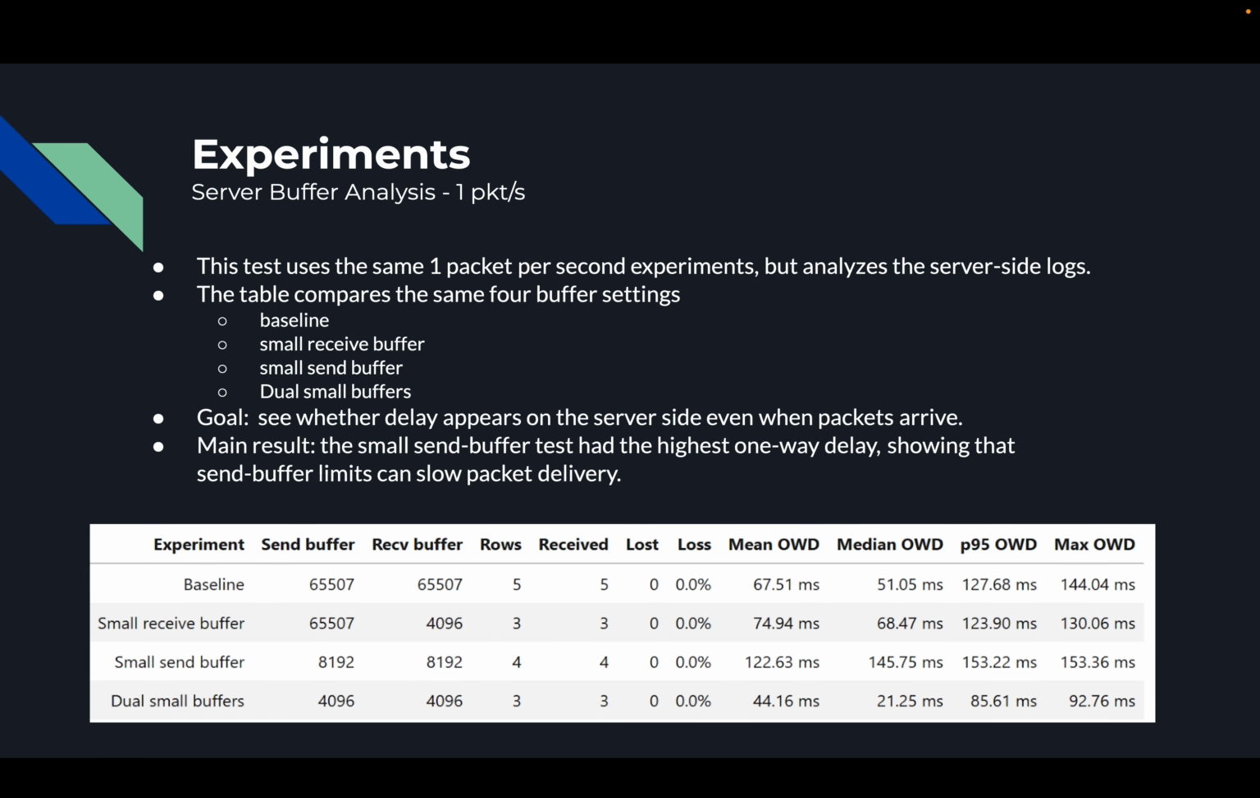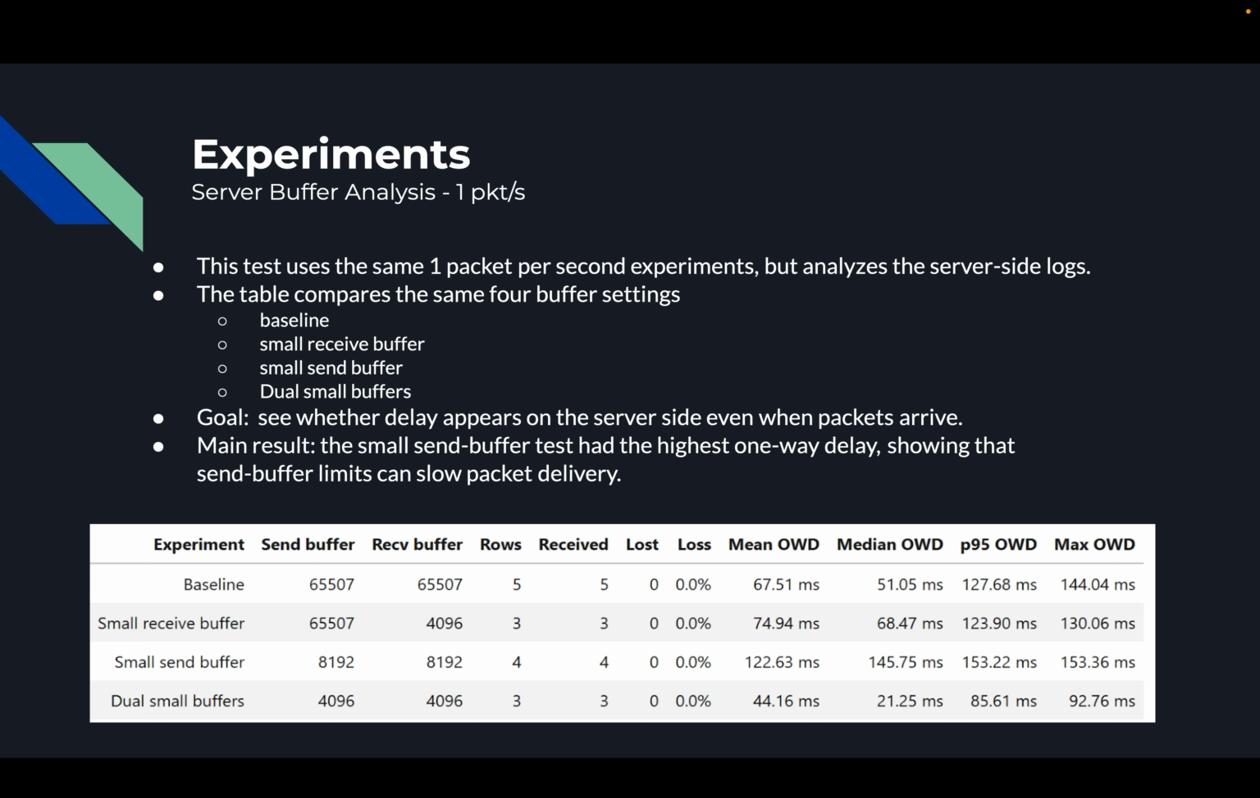All right, and so this is on the server side. We also collected some data, and this test also we started with 1 packet per second, doing the 4 baselines of the small receive buffer, small send buffer, and dual buffer sizes. So the goal was to see whether delay appears on the server side when the packets arrive. And the main result was the small send buffer test had the highest one-way delay, showing that send buffer limits can also slow packet delivery.